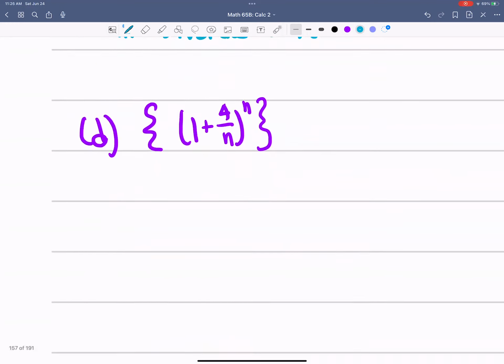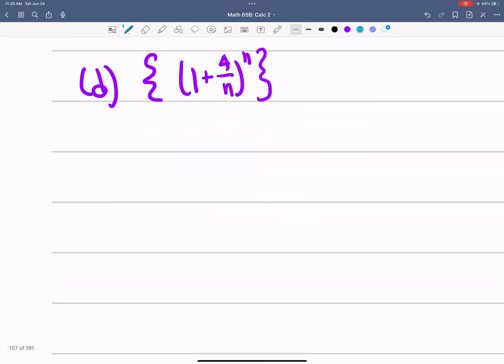So our first one diverges. And now that we see what a diverging sequence looks like, let's look at this one. The limit as n approaches infinity of (1 plus 4 over n) to the power n. And here, let's see.